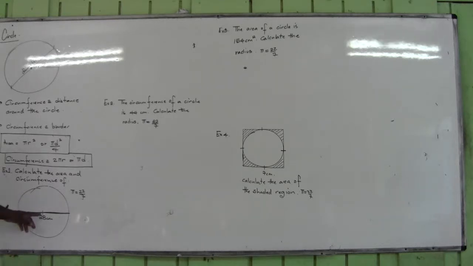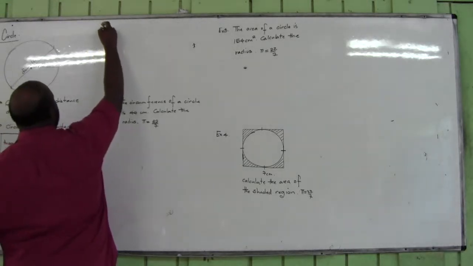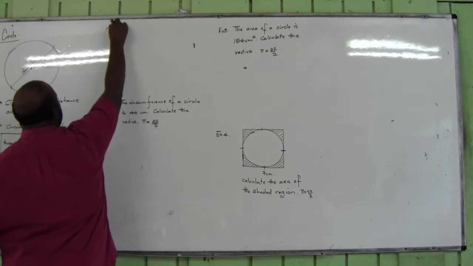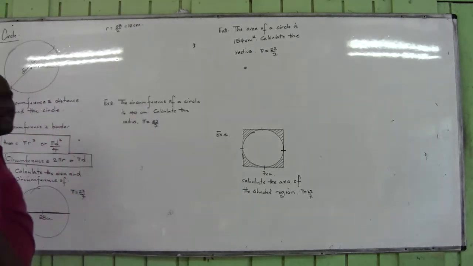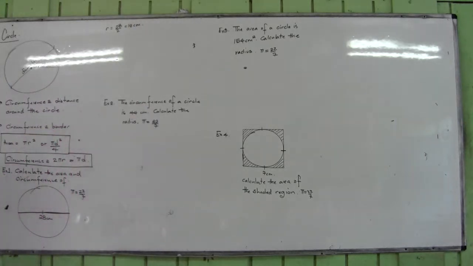Alright, taking this point here to be the center of the circle, therefore 28 centimeters here would be the diameter. So the radius would be equal to 28 over 2, which is 14 centimeters. The radius is a half of the diameter.